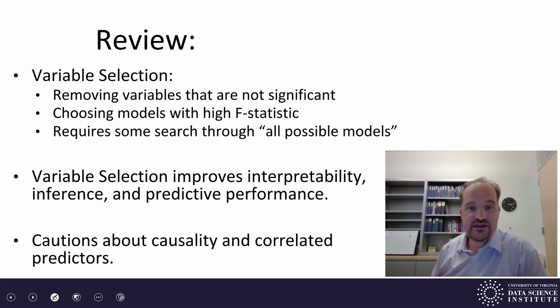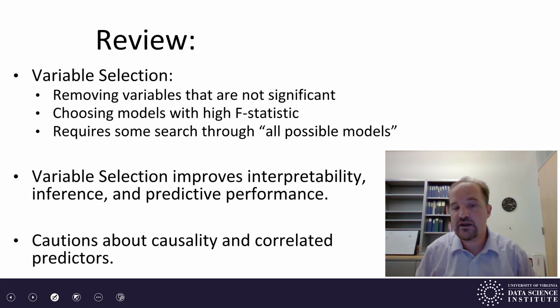We've talked about variable selection, that it improves interpretability, ability to do statistical inference, and it improves predictive performance. We've talked about some cautions about inferring causality, and we've talked about cautions with correlated predictors. In our models that we were looking at, the radio advertising and the newspaper tended to be correlated, and so that caused some questions about how we should interpret the newspaper advertising.